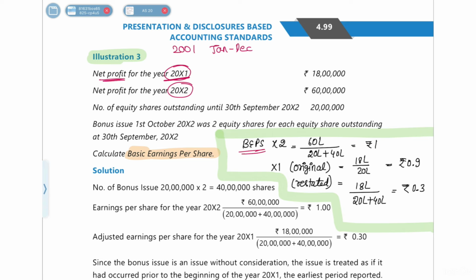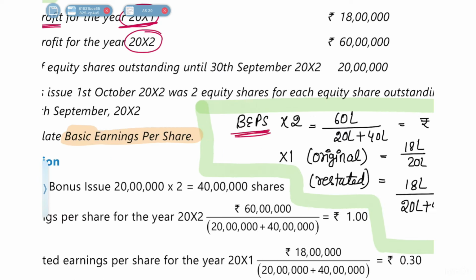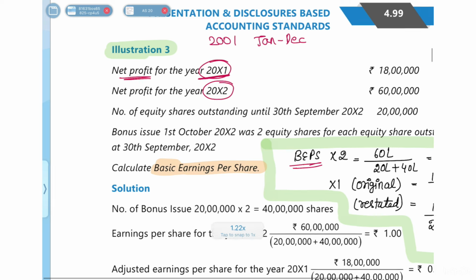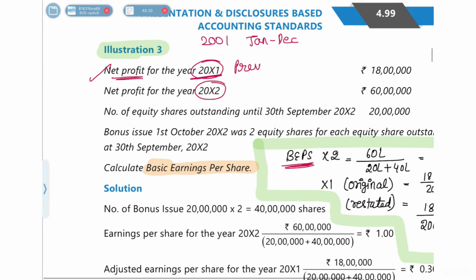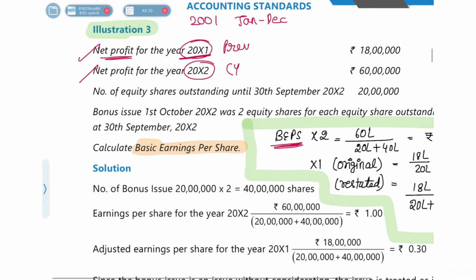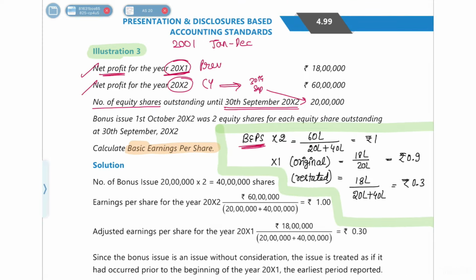Okay. Fine. So starting with the basic earnings per share calculation, first they have given you the net profit for the previous year as 18 lakh, and for the current year as 60 lakh rupees. Then they are telling you the number of equity shares which were outstanding until 30th September 2002, that is in the current year. In the current year until 30th September you had around 20 lakh shares. Okay. After that what happened? So this is in the current year 2002. January started, and until September end you had around 20 lakh shares. After September end, what happened?